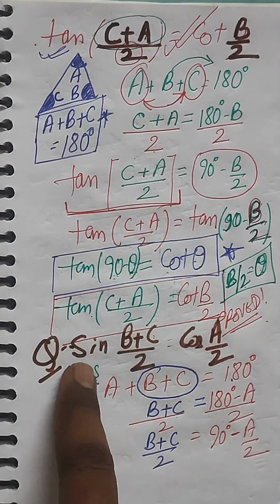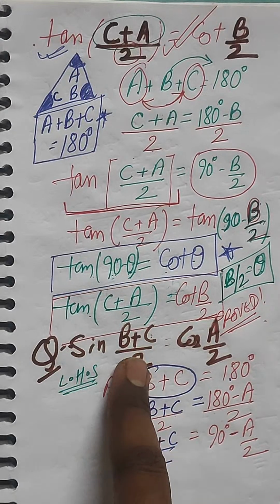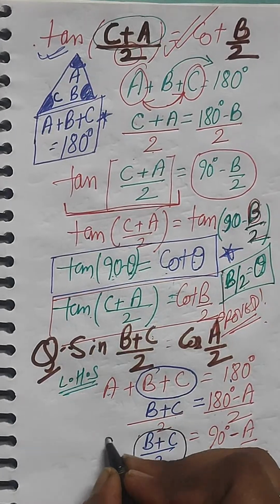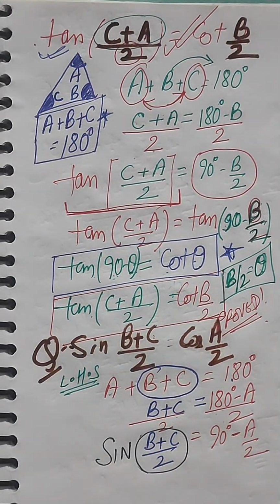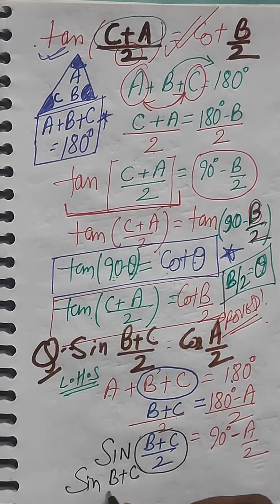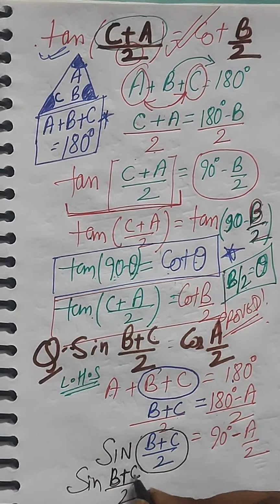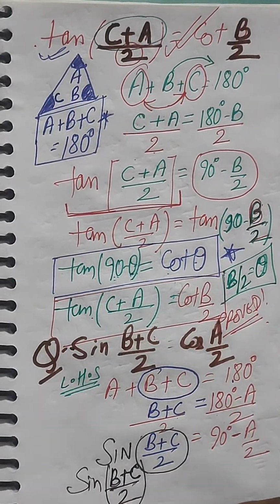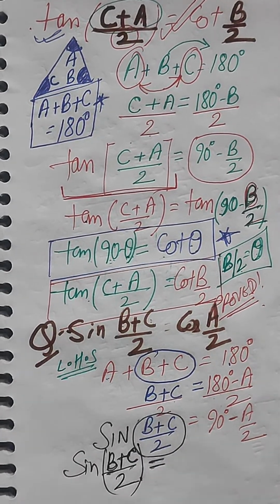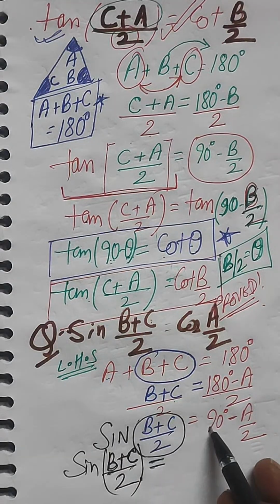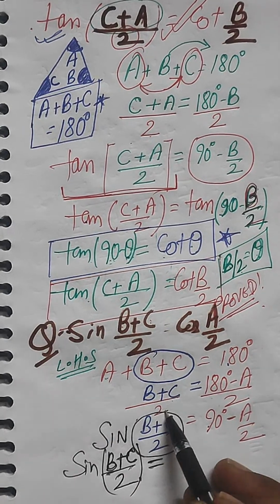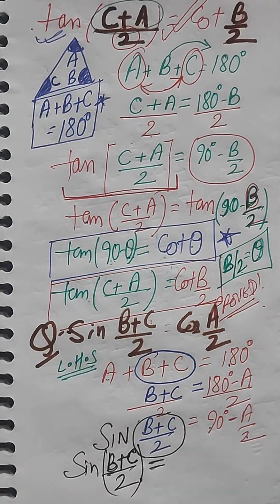Now what we need to prove is sine of b plus c by 2. So just take the LHS, this one, and apply sine to it, right? Then we can write sine of b plus c by 2. I hope it's visible to you. Sine of b plus c by 2 can be written as sine of 90 minus a by 2, isn't it? Because b plus c by 2 is 90 minus a by 2.